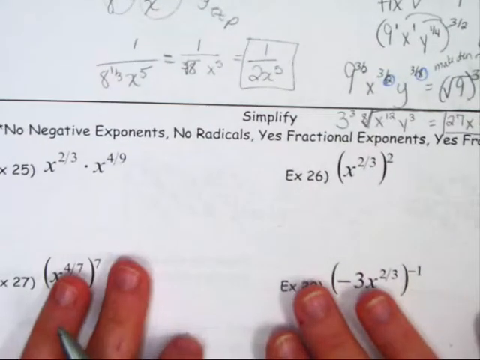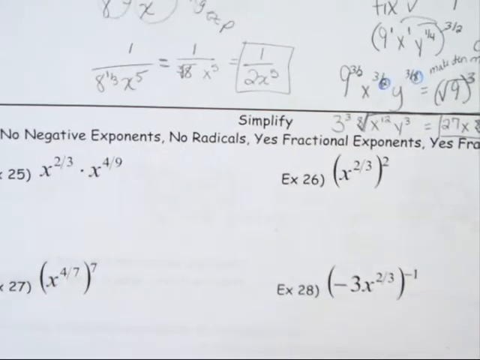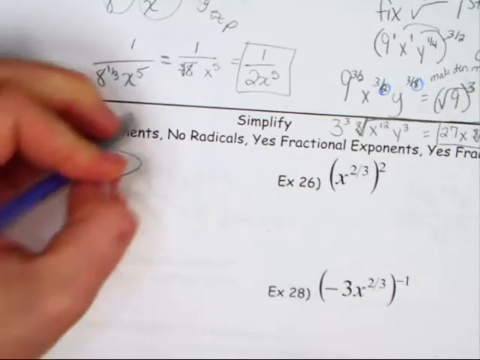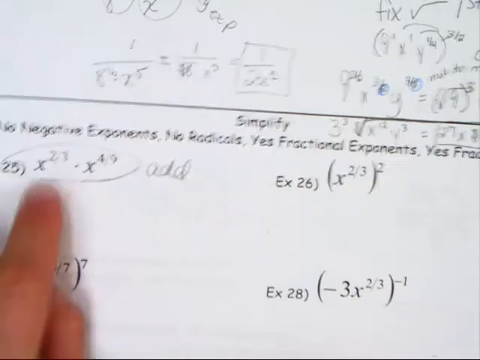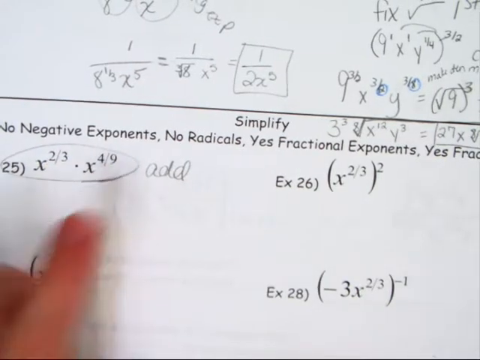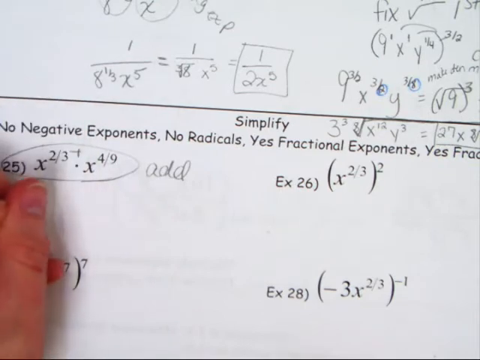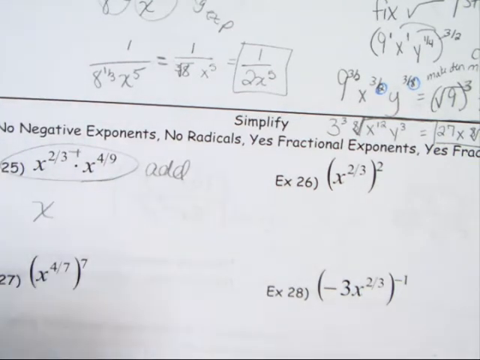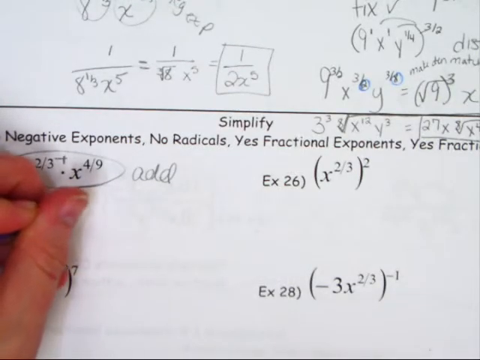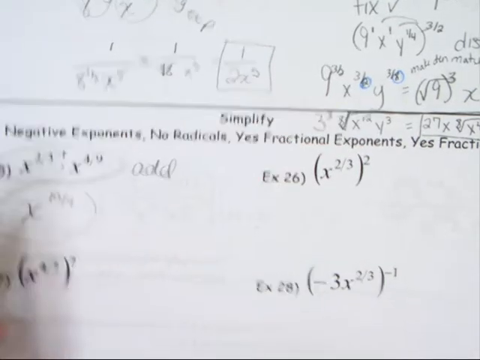Alright guys, we're on our way. These will go a lot faster than the past 4, I promise. On problems that look like this, you add. So you need to know how to add 2/3 plus 4 over 9. If you don't know this, that's a whole nother discussion that we need to fix. That makes 10 over 9 when you add.